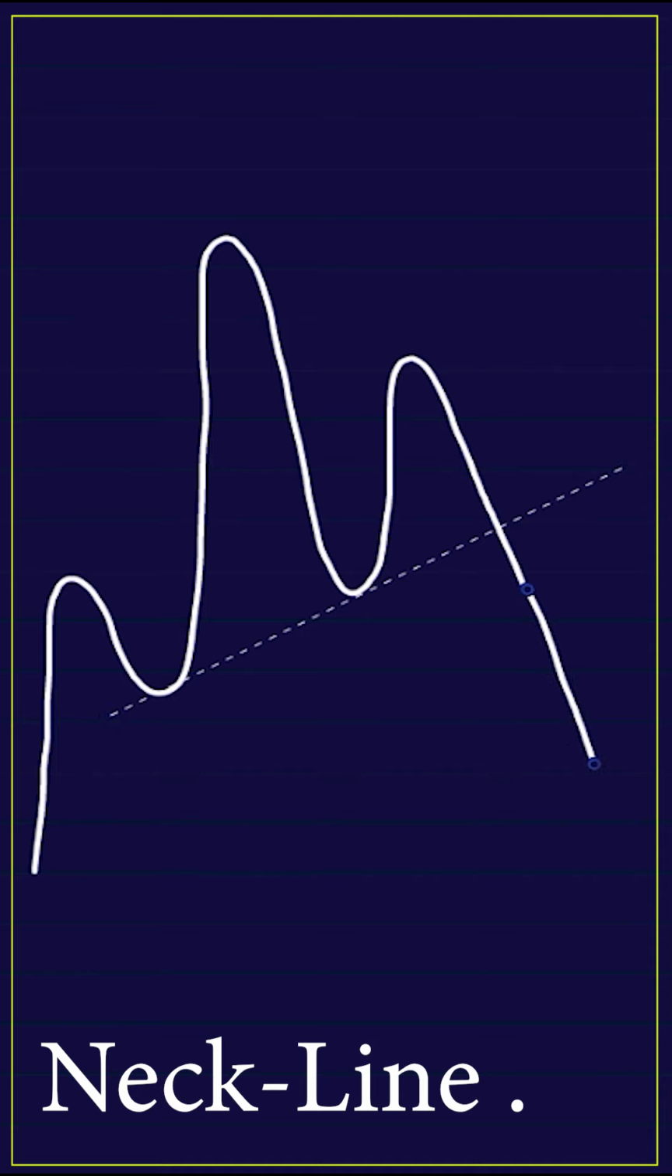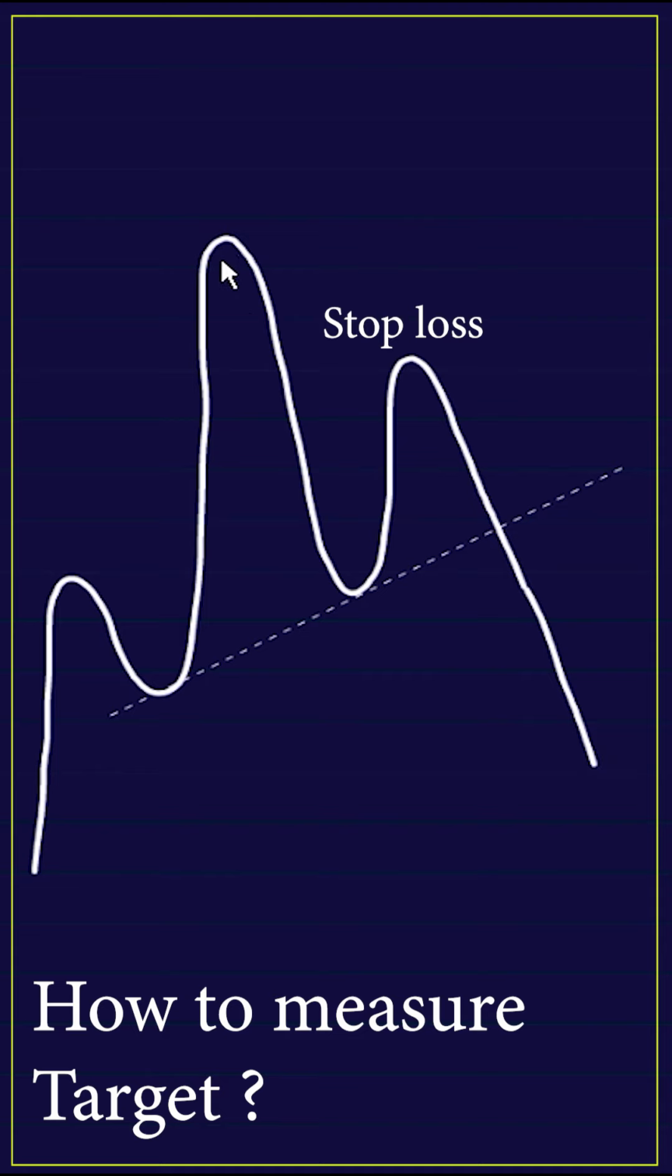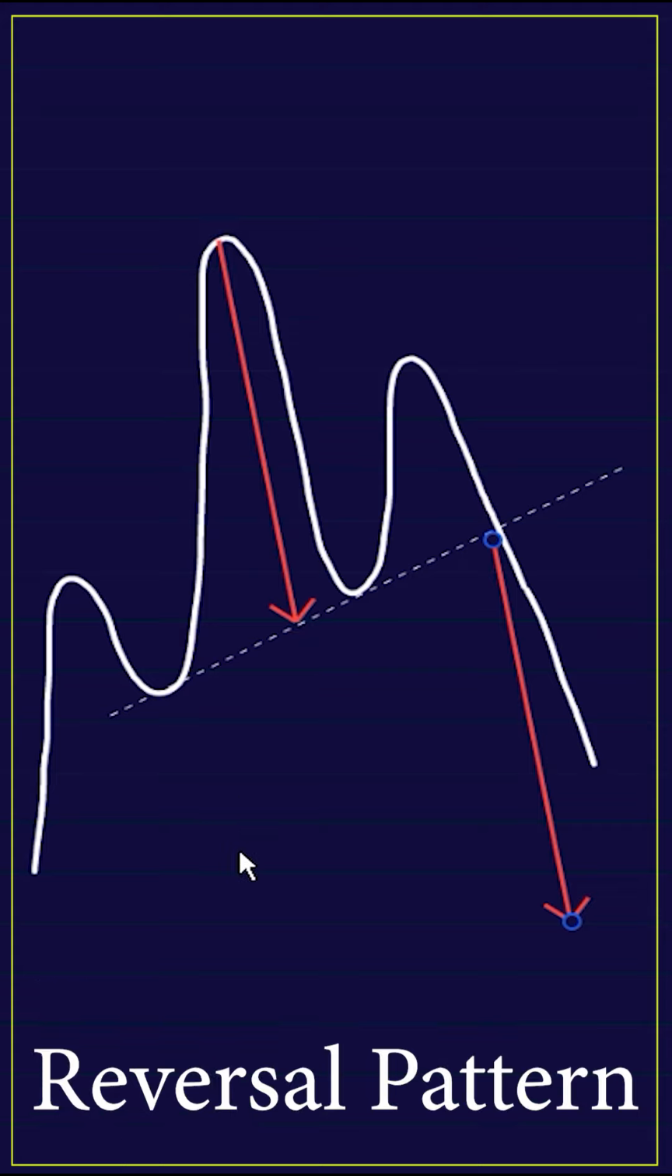What's your target? How much could it fall? We measure this distance from this point all the way down to here. Then we take this and we paste it down here. Okay, and that's your target. This distance between the neckline and the top of the head right here. This is a reversal pattern.